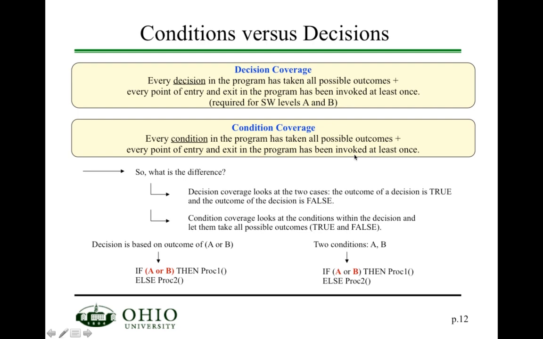Now, what's the difference? Here we're looking at decisions, here we're looking at conditions. If you have this statement here, this A or B together is a decision, A is a condition, and B is a condition. Every condition must have taken all possible outcomes, so A must have been true and false, and B must have been true and false. In this particular case, every decision has to be true and false.